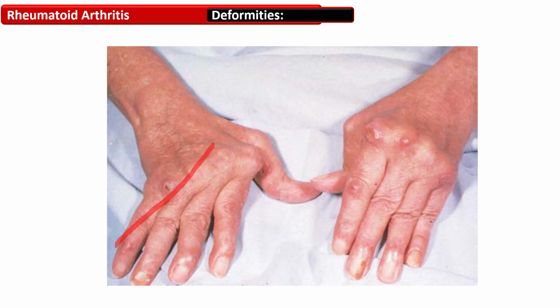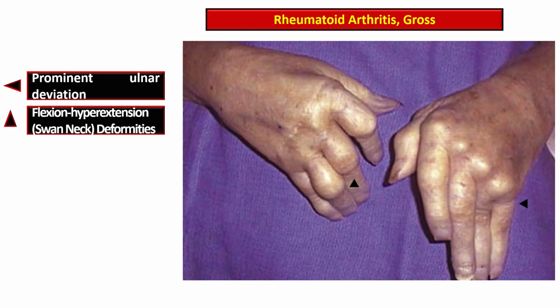This is classical ulnar deviation of the finger with swelling in the metacarpophalangeal joints. Cross appearance of the hand in rheumatoid arthritis. One abnormality is this ulnar deviation of the hand that is prominent, and also there is flexion, hyperextension deformity, that is also termed as swan neck deformity. The fingers are also sausage shaped.